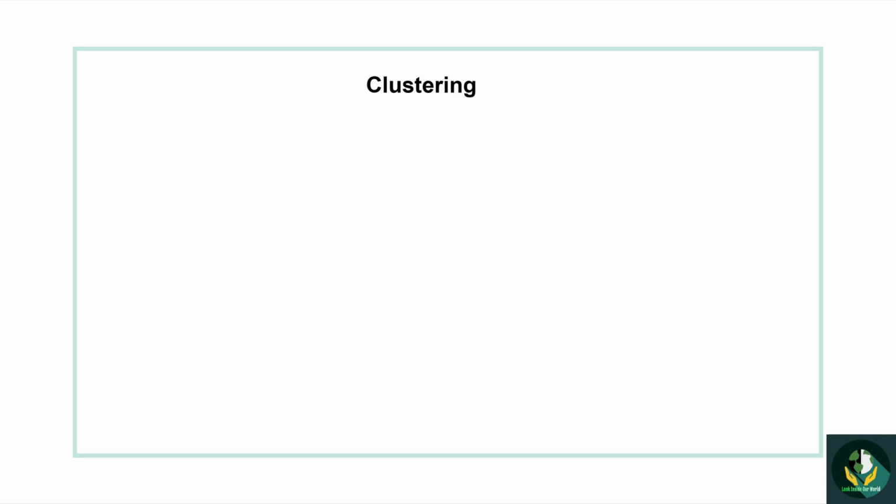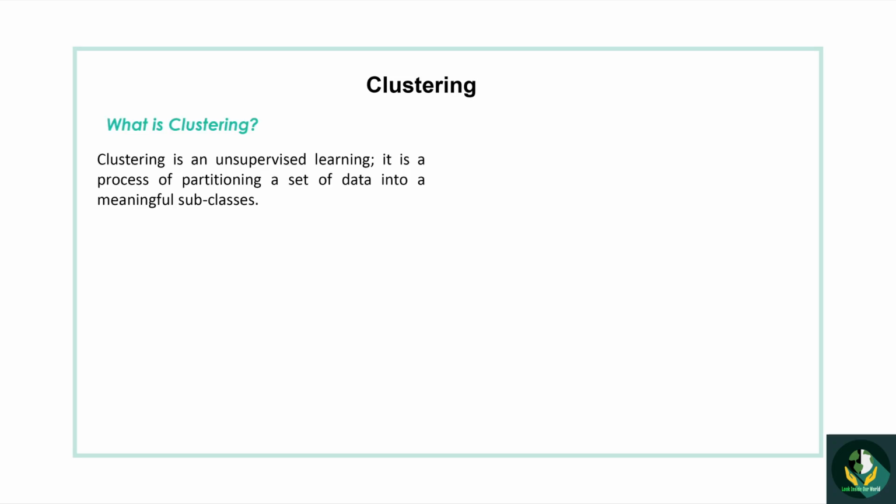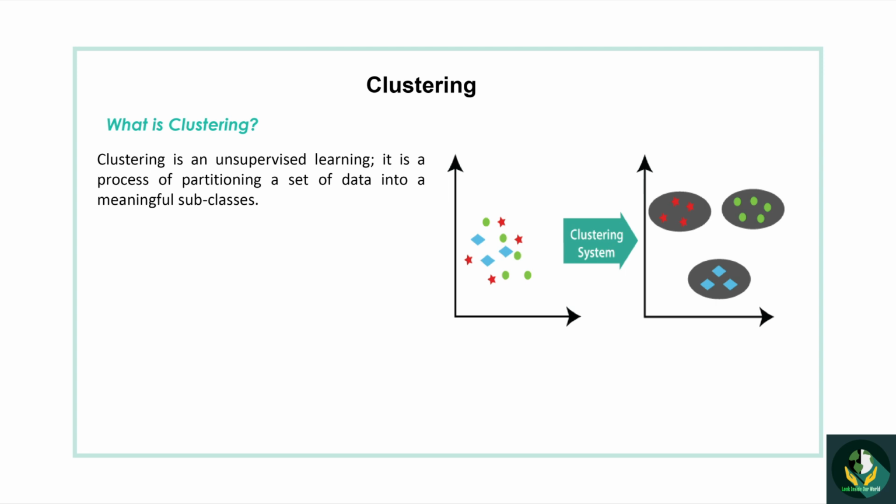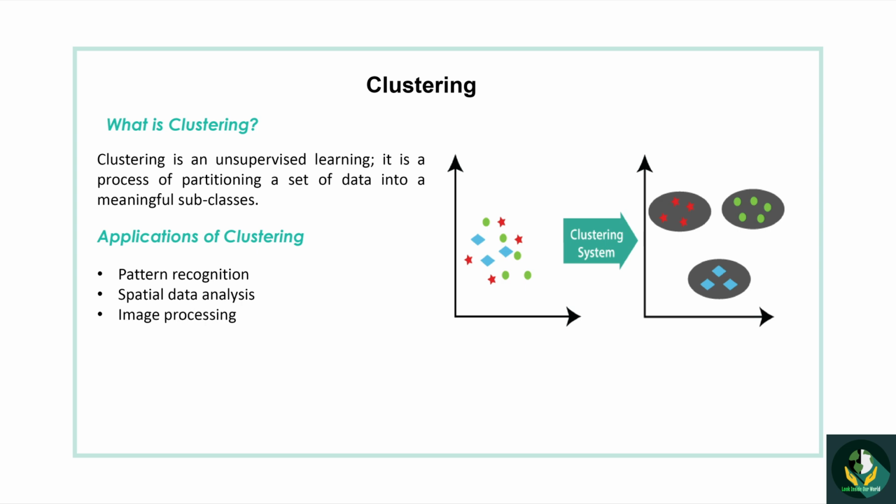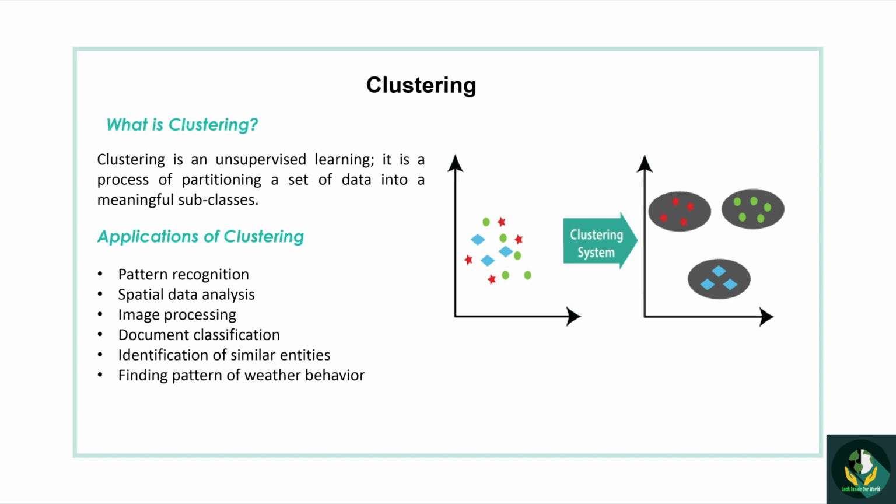Our next topic is clustering. So what is clustering? Clustering is the task of grouping a set of objects in such a way that objects in the same group form a cluster. It is an unsupervised learning technique. As we can see in the diagram, arbitrary colored points are being separated into classes by clustering. Here are some applications of clustering. They include pattern recognition, spatial data analysis, image processing, document classification, finding patterns of weather behavior, and so on.